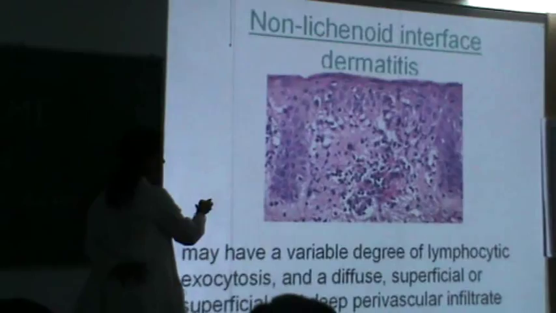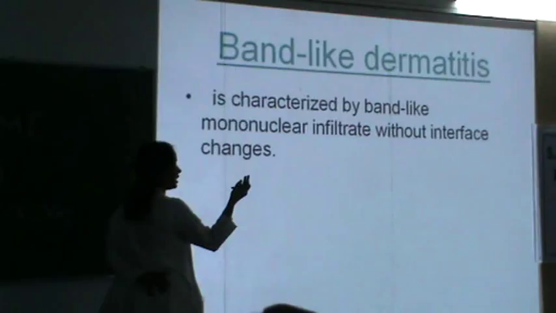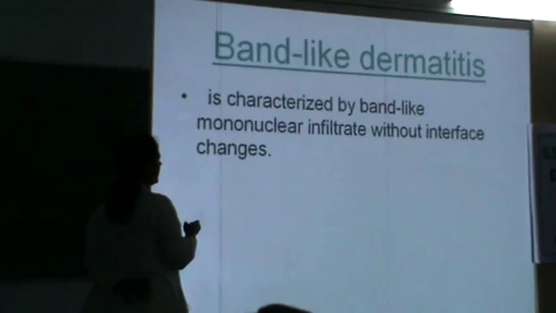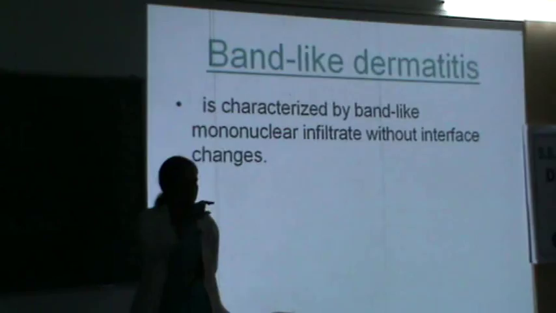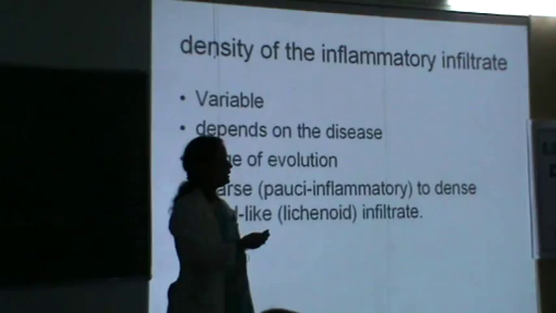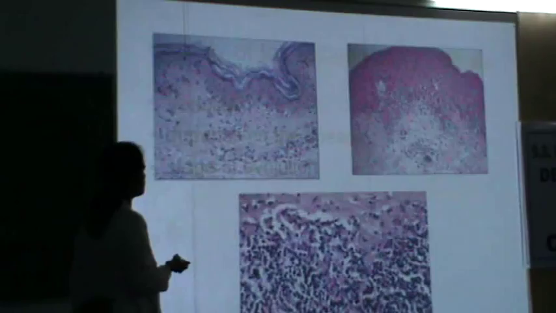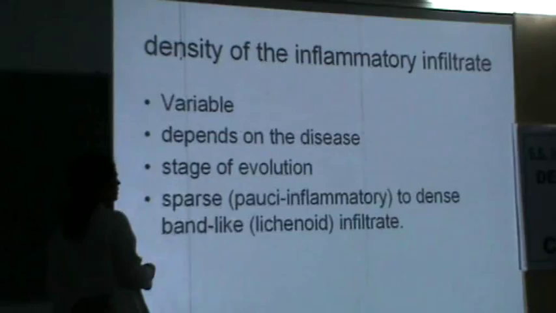So infiltrate is present here. If we grade properly, we can call this moderate. It becomes subjective: mild, moderate, unless we describe what it is. Then band-like, with a mononuclear infiltrate which is dense, lichenoid and band-like, but without prominent basal cell change. So the density of inflammatory infiltrate is variable. It could be from paucity, absent, to marked. It varies depending on the disease and the stage of evolution, from paucity of inflammatory cells to a lichenoid inflammatory infiltrate.